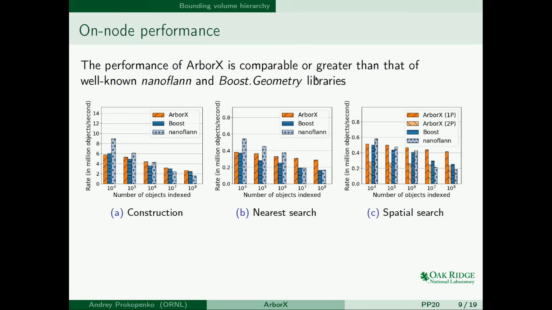This slide simply says that even in serial, the library we developed, ArborX, beats well-known libraries such as Nanoflann, which is a widely popular library. And Boost Geometry also provides R-tree implementations. We beat them in serial, and of course ArborX supports CUDA and OpenMP, and that runs a lot faster.